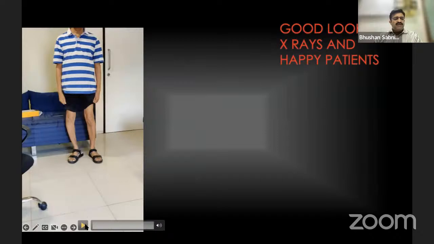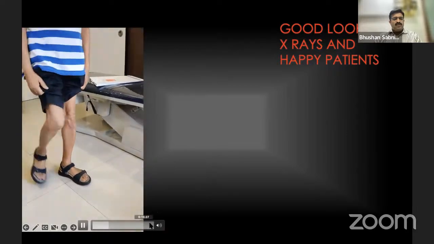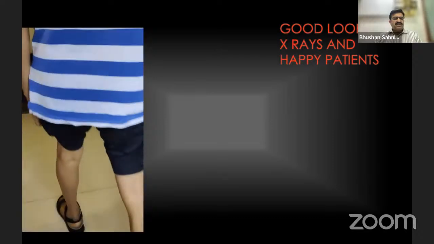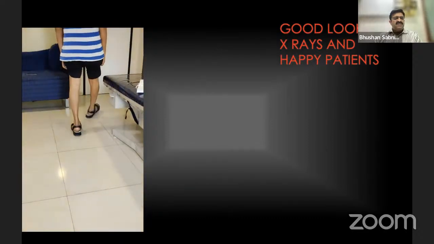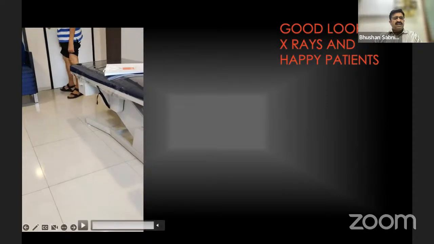Age has always been discussed as a criterion. This is a 75-year-old gentleman who had one side done and then had the other side done as well. And he's a retired justice. And you can see the correction we achieved and the way he's walking now. And within 6 months, he came for the other side as well. So I think good looking X-rays and happy patients correlate well.